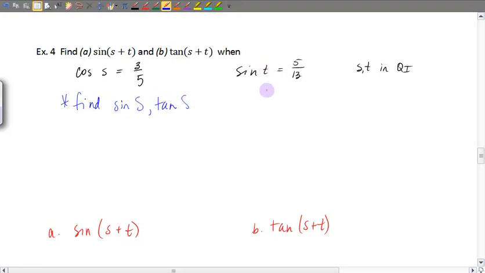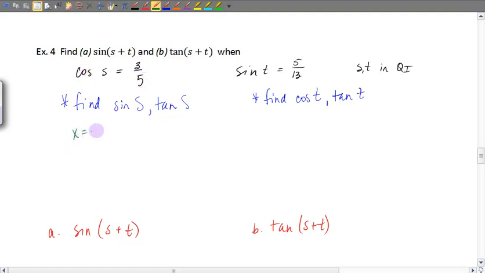And for my T angle, I have to find cosine and tangent of t. Now S and T, both of these angles are lying in quadrant 1, so I know that all of my angle values are going to have a positive sign. So we go back and we say, okay, well the cosine is x over r.